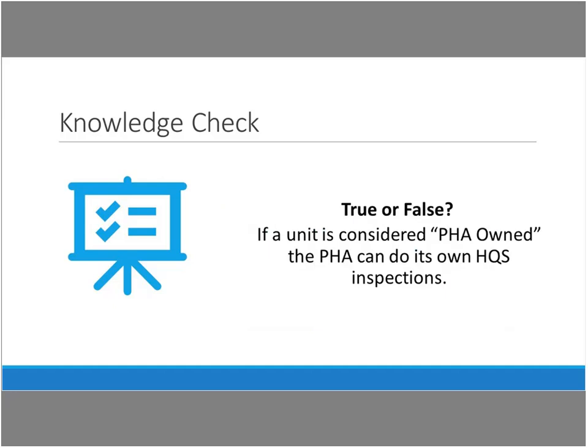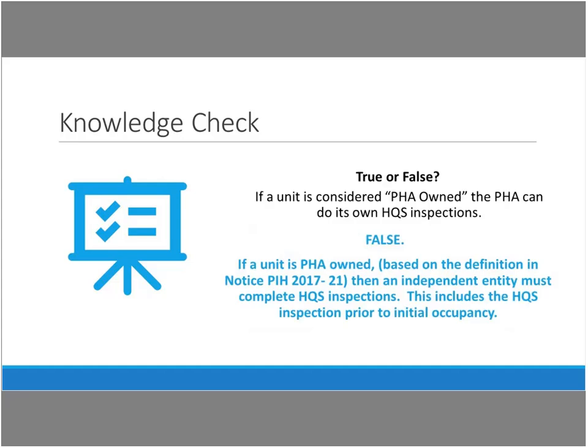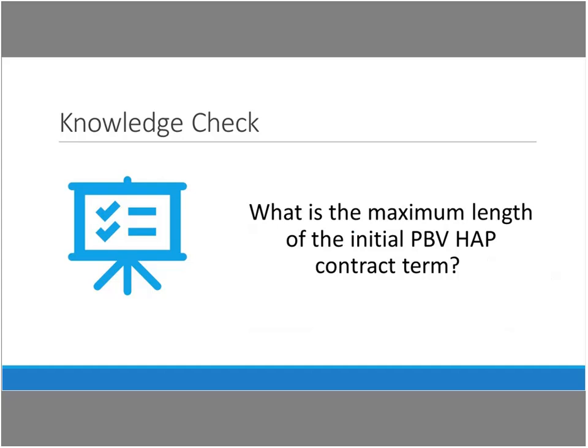True or false? If a unit is considered PHA-owned, the PHA can do its own HQS inspection. If it's PHA-owned, the housing authority can do its own HQS inspections. False. You may not do that. So there needs to be some arm's length between a few of the HCV administration tasks. Inspecting the quality of the unit is one of those tasks. What is the maximum length of a PBV HAP contract? 20 years.